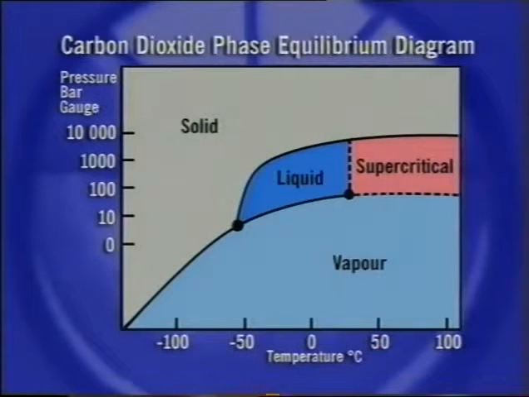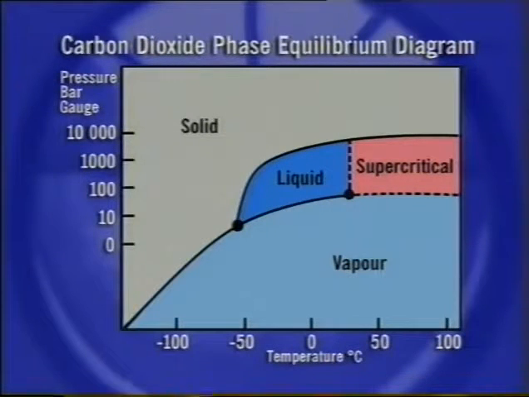This is the phase diagram for pure carbon dioxide. The word phase was defined by the American thermodynamicist J.W. Gibbs as a system which is uniform throughout, not only in chemical composition, but also in physical state.